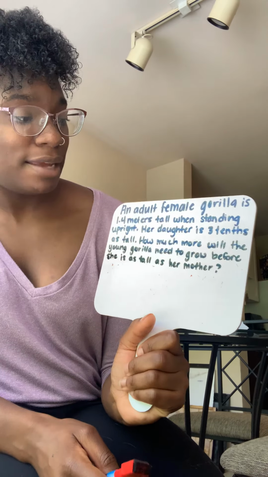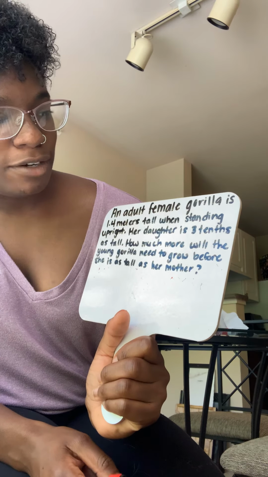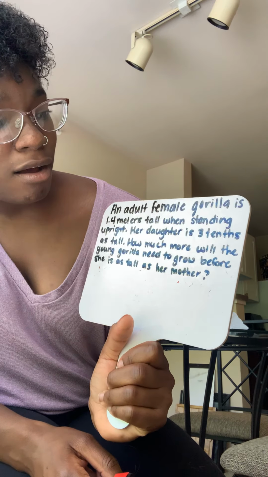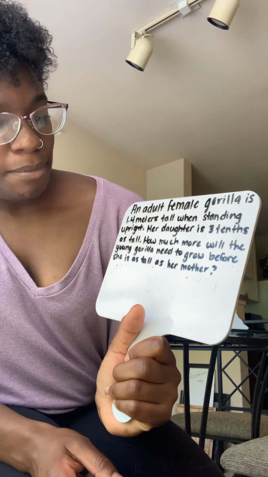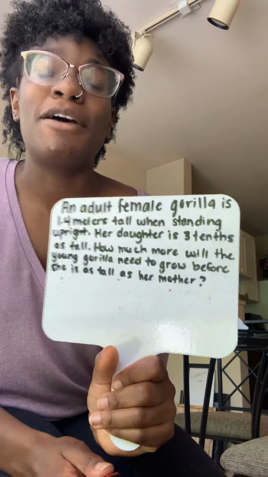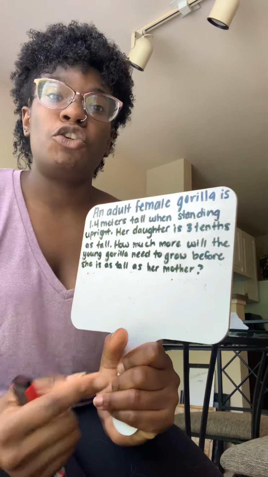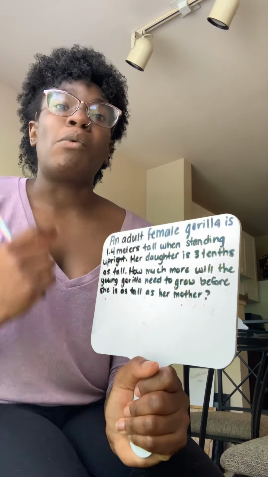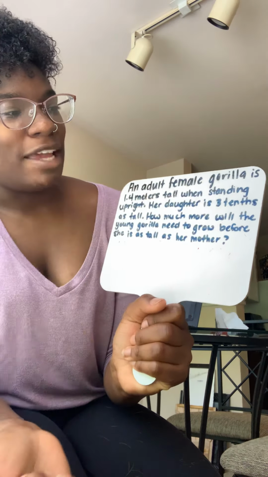So your word problem today says, an adult female gorilla is 1.4 meters tall when standing upright. Her daughter is 3/10 as tall. How much more will the young gorilla need to grow before she is as tall as her mother? All right. So in the end, you're going to see that this is a two-part question, because we got to figure out in the end how much more she has to grow. All right. So let's go ahead and pick out the pieces of information that we have been given.